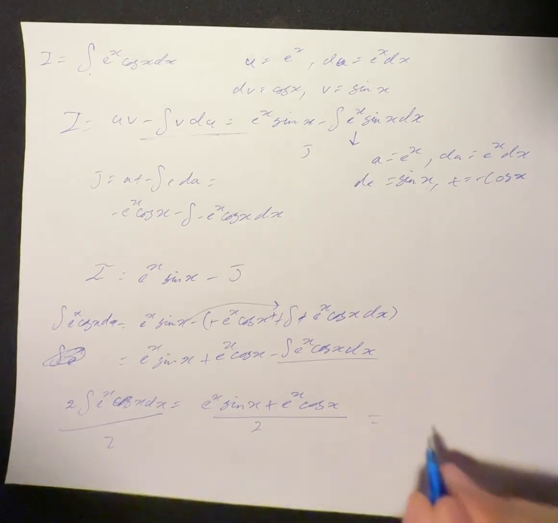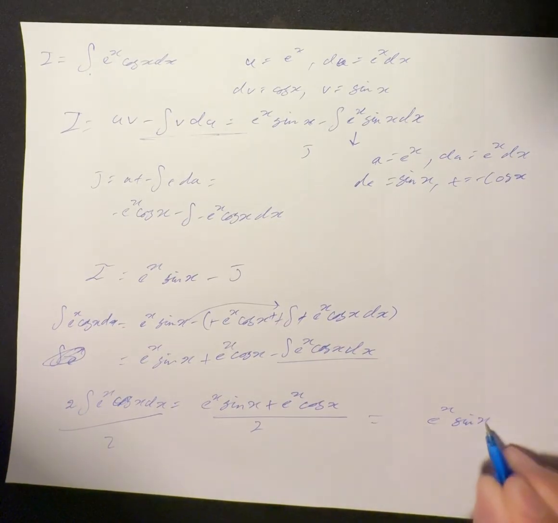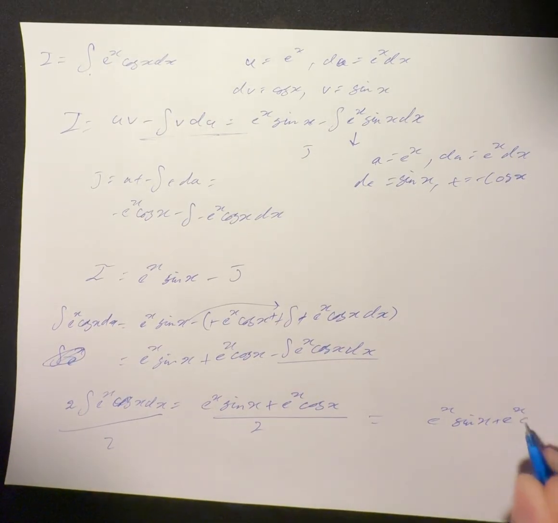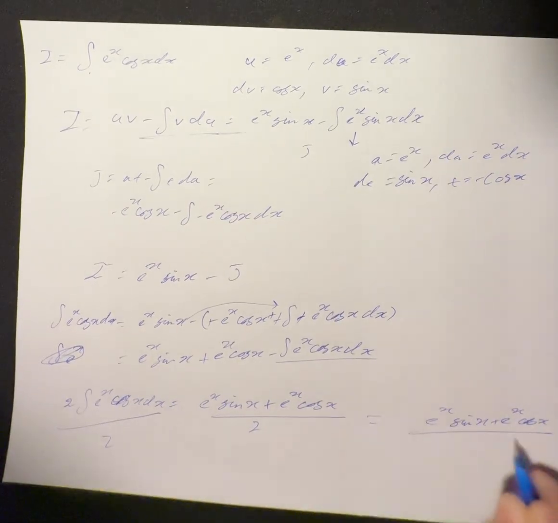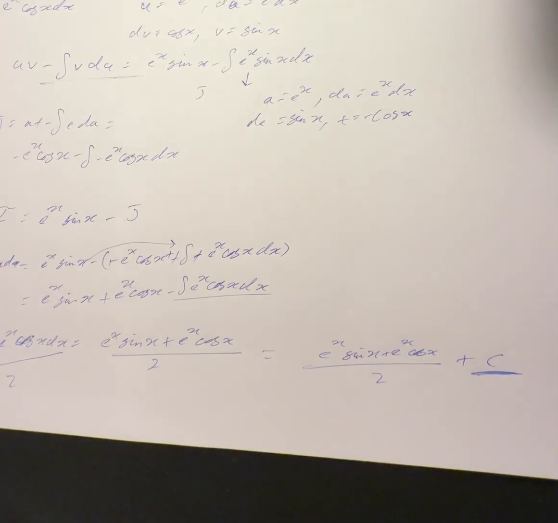So finally you'll get e^x sine x plus e to the power of x cosine x, divided by 2, and don't forget the plus C. This is the answer.